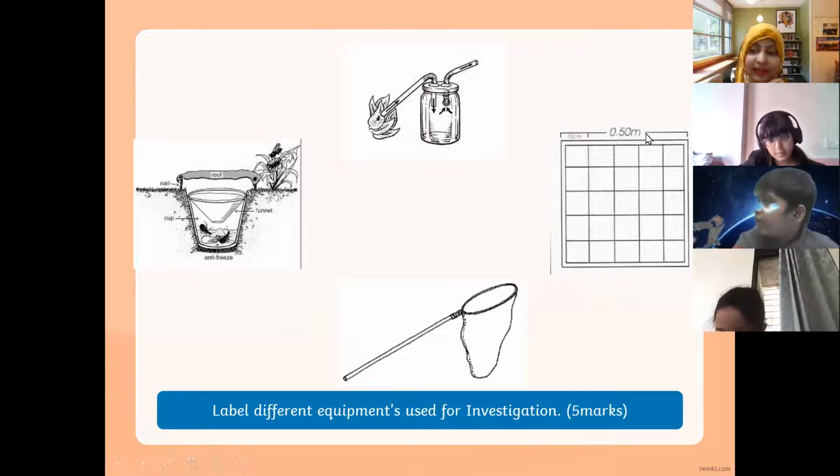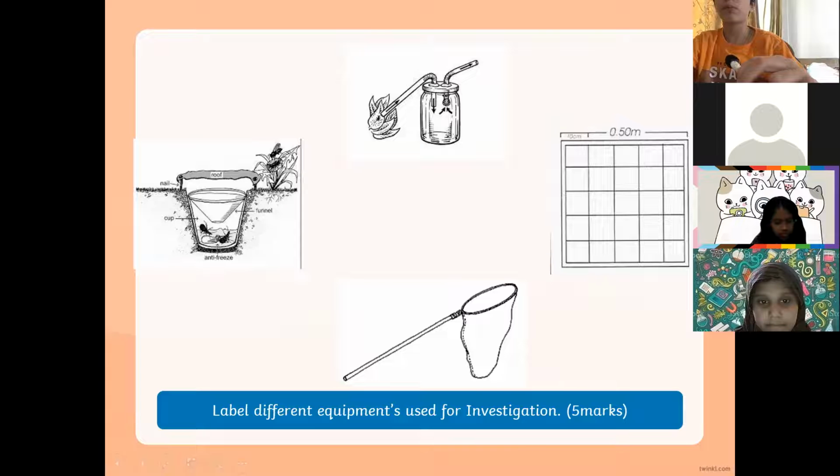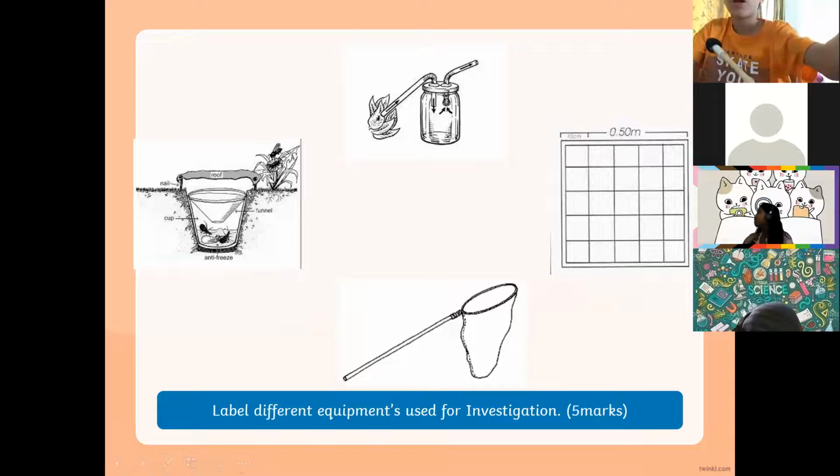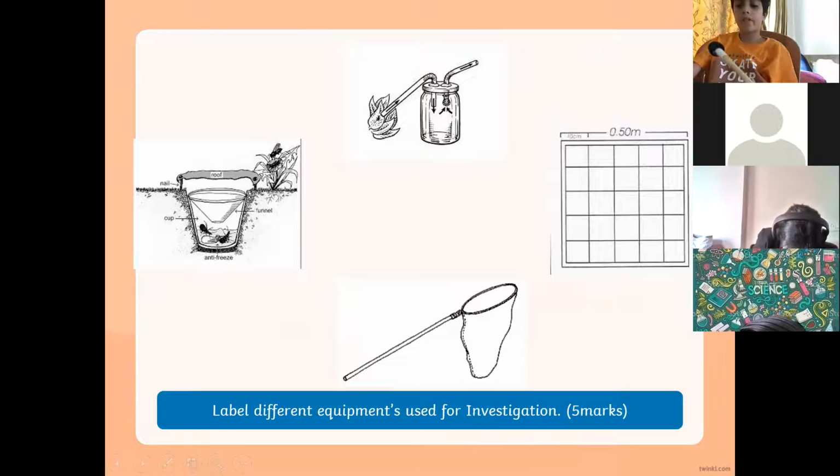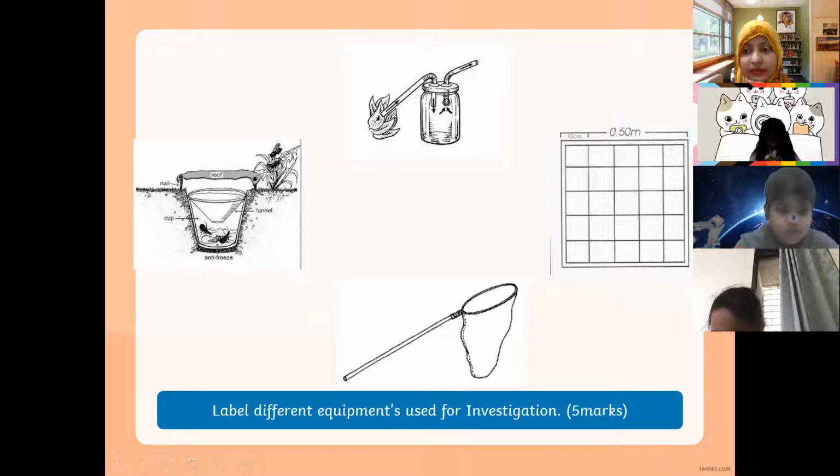Okay. Now can we move on? Yes, just let others complete it. Muhammad Ali, what do you have to ask? Ma'am, I don't know the fourth one. You don't know the fourth one. First, second, third, and the fourth one.